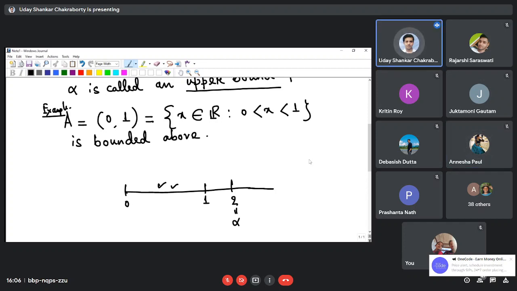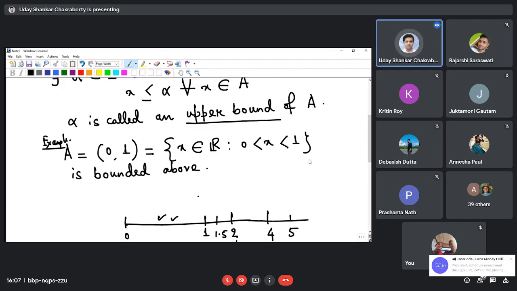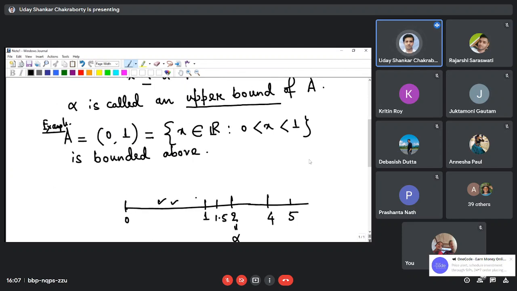And not only this 2, anything you take, let's say 4. 4 is also an upper bound because every element of this set is less than or equal to 4. 5 is also an upper bound. 1.5 is also an upper bound. 1 itself is an upper bound. But anything less than 1 cannot be an upper bound. Now the question is, what is the meaning of a set not bounded above?